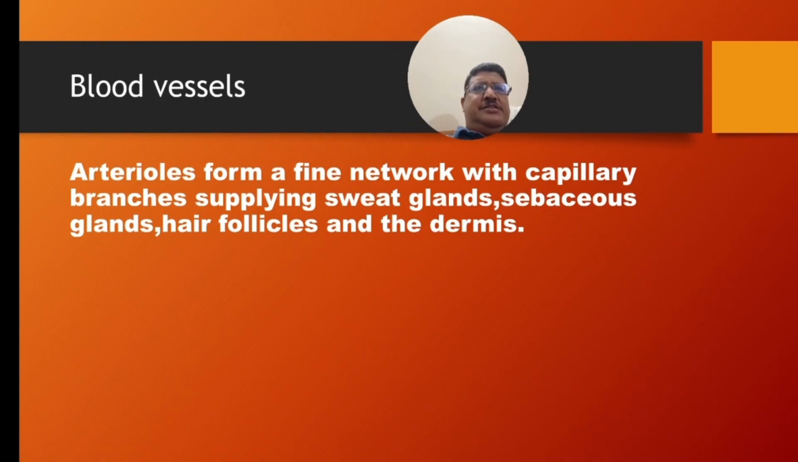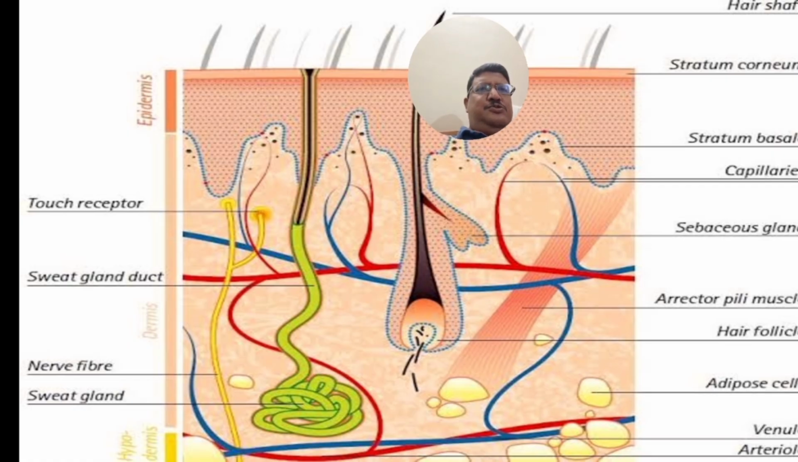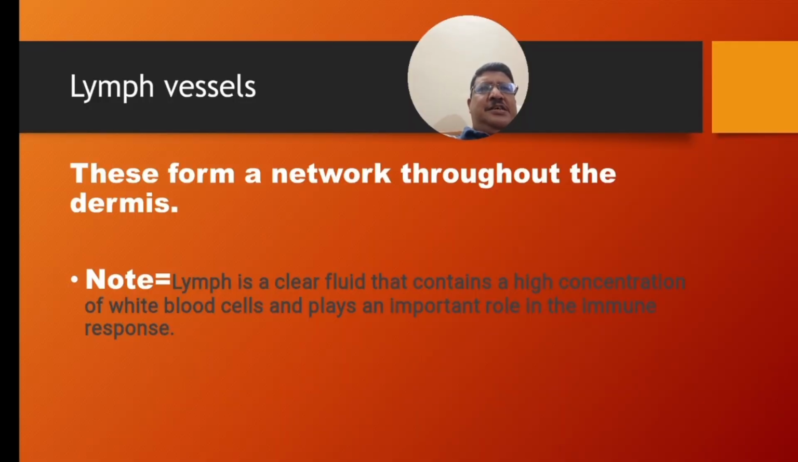Now blood vessels. Arterioles form a fine network with capillary branches supplying sweat glands, sebaceous glands, hair follicles and the dermis. So arterioles are supplying the blood to the skin. These are the structures, that is sweat gland ducts, sebaceous gland, arterioles, blood vessels.